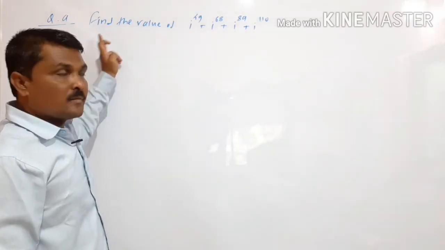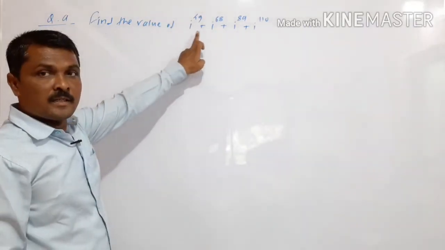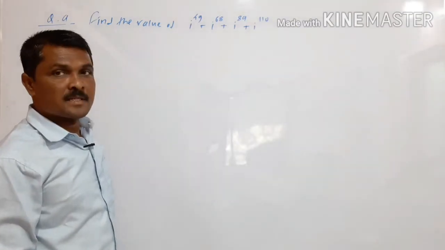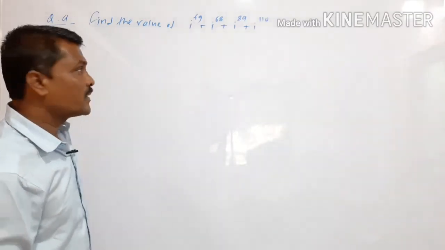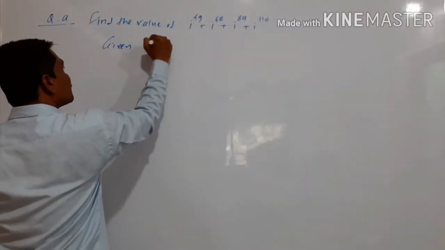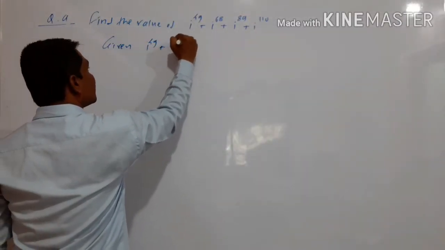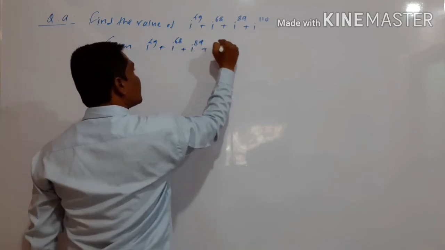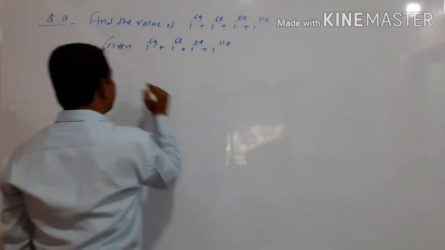Question number 9. Find the value of I raised to 49 plus I raised to 68 plus I raised to 89 plus I raised to 110. What is our given? I raised to 49 plus I raised to 68 plus I raised to 89 plus I raised to 110.